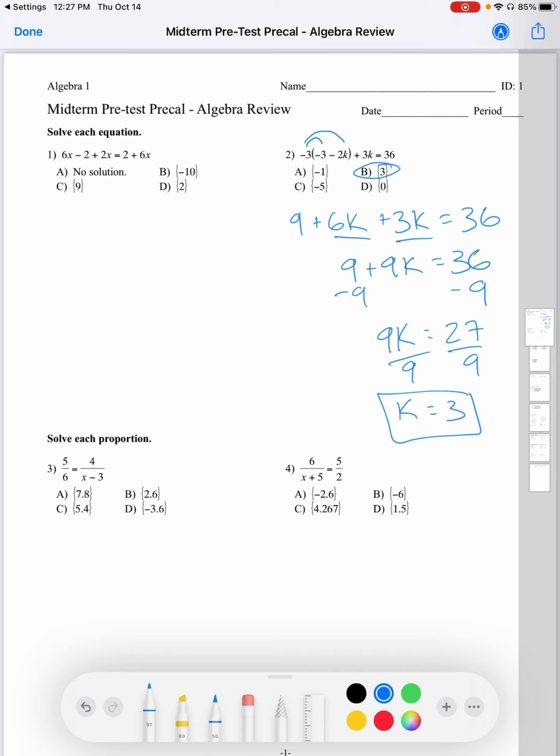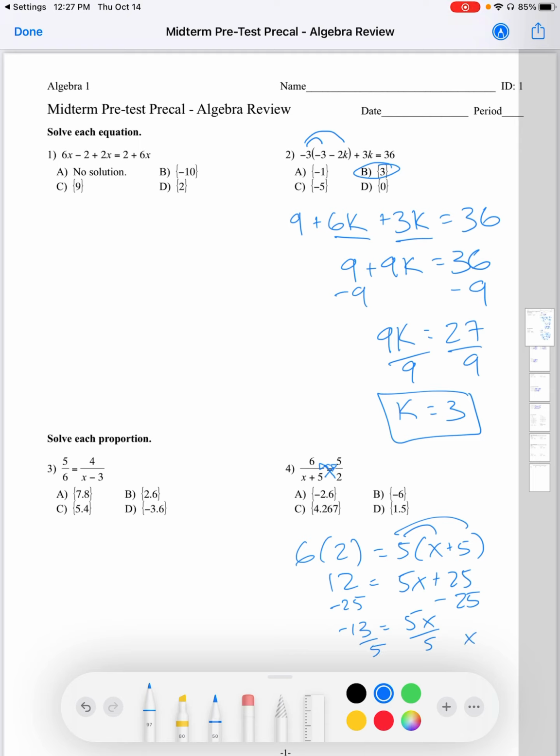Okay, number 4, I'm going to cross multiply. That gives me 6 times 2 and 5 times x plus 5. 5 distributes. And opposite of 25, divide by 5. X is -13 fifths.